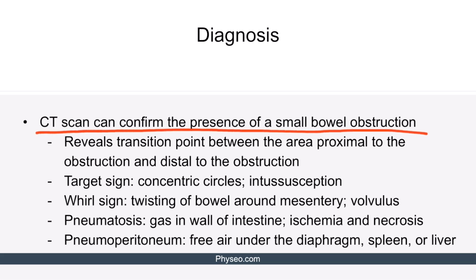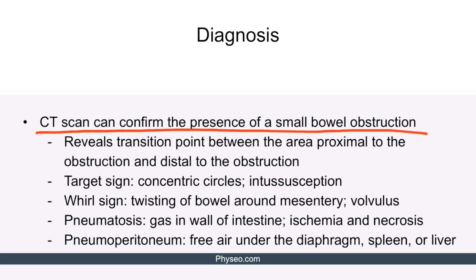On CT scan, one can visualize the transition point between the area proximal to the obstruction and distal to the obstruction. One can also see several signs on CT scan that can indicate the etiology of the obstruction. One can see the target sign, which appears as concentric circles, which is indicative of an intussusception. A whorl sign is indicative of the twisting of bowel around the mesentery, which is associated with a volvulus. Pneumatosis represents gas in the wall of the intestine, which is indicative of ischemia and necrosis of that area.